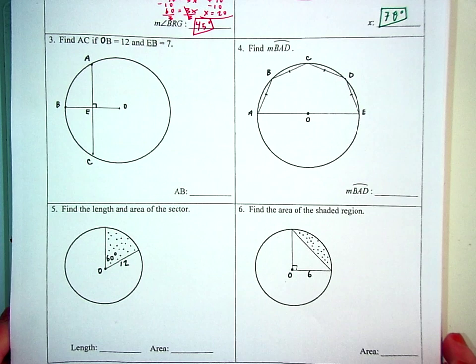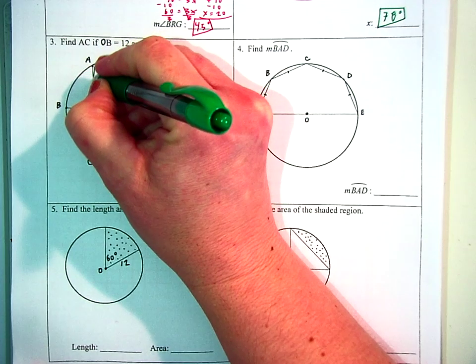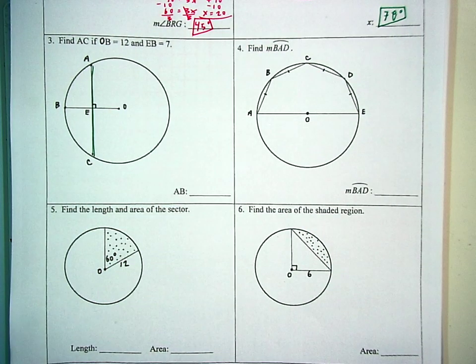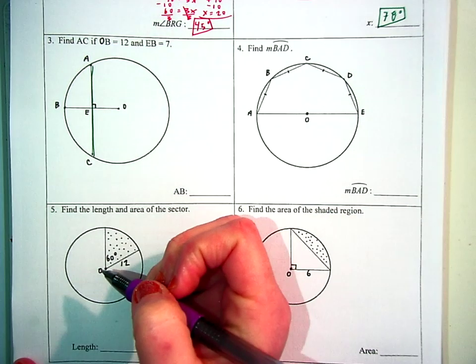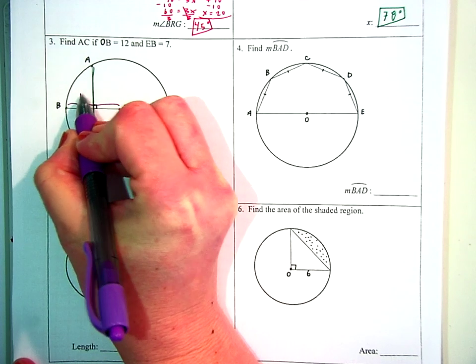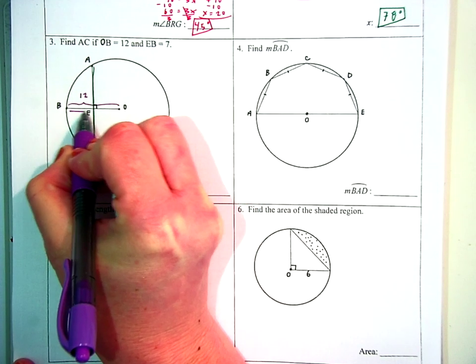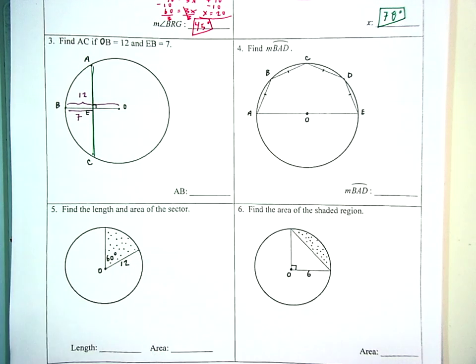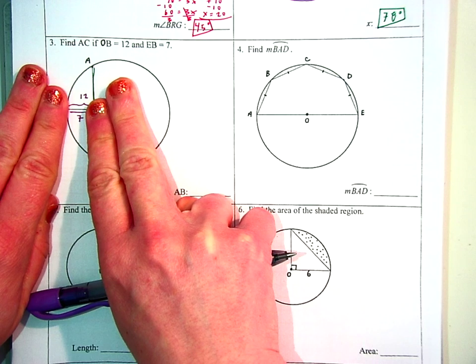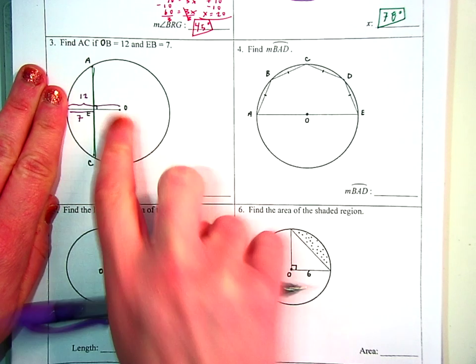So here in my next picture, we're asked to solve for AC. So ultimately, in the end, this is what I want. I want the full measure from here to here. I want that full chord. So if I mark what I have right now, I know that OB, so this full span here to here, is 12. I know that E to B right here is 7. So if I know that this whole part is 12 and this part is 7, 12 minus 7 would get me 5 right here.